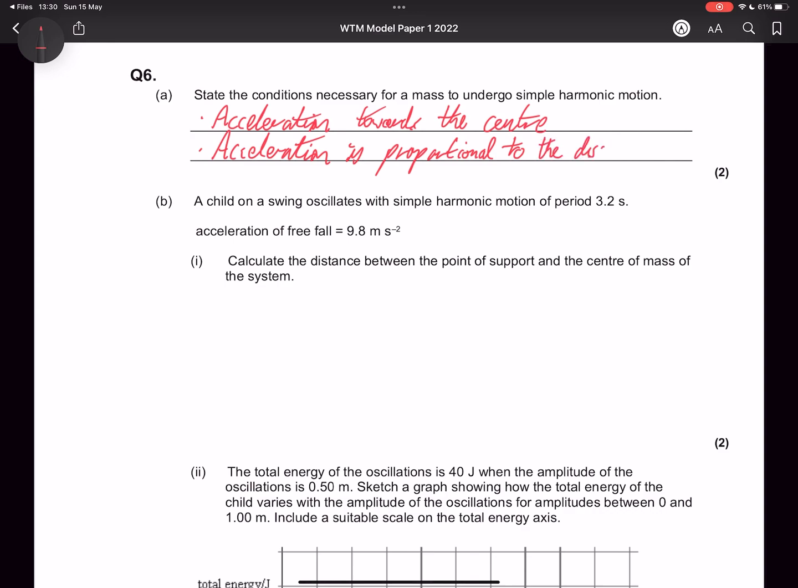We're then posed a situation with a child on a swing. Immediately that should conjure the image of a pendulum to you, a simple pendulum. So we can expect that to be the equation, and lo and behold, shortly afterwards we can see that a time period is stated in the question here. So we're shown that there's a time period of 3.2 seconds.